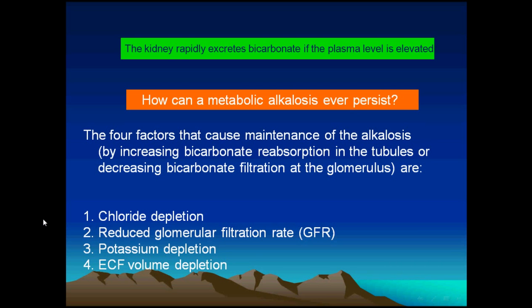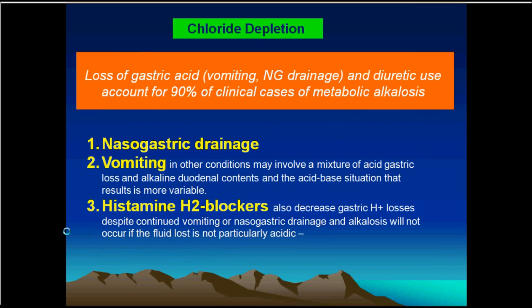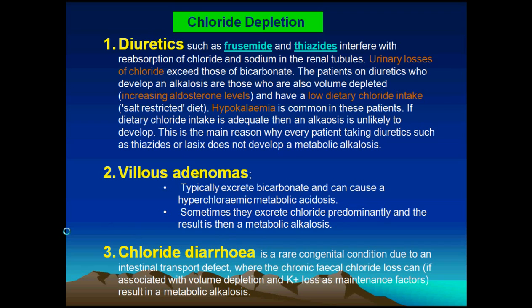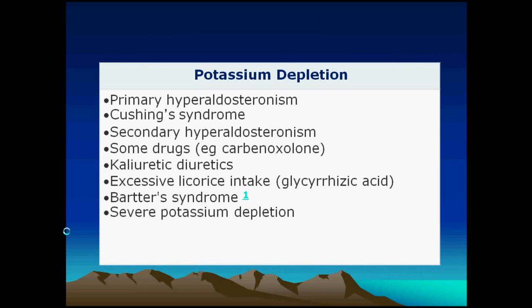Maintenance, or persistence, of metabolic alkalosis results from the persistence of the etiology. If there is chronic chloride depletion, reduced glomerular filtration rate, potassium depletion, or extracellular volume depletion, the persistence of this will be associated with persistence of metabolic alkalosis, like nasogastric drainage, vomiting, H2 blockers, or the use of diuretics, villous adenoma with chloride loss, or congenital chloride diarrhea with chloride loss. All of these will be associated with metabolic alkalosis.